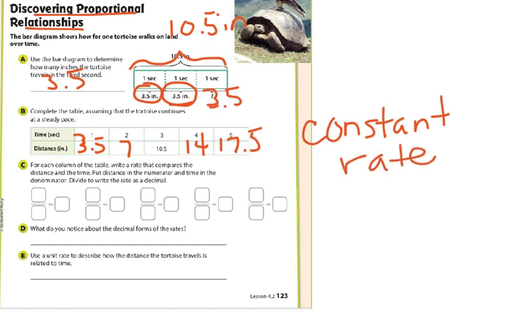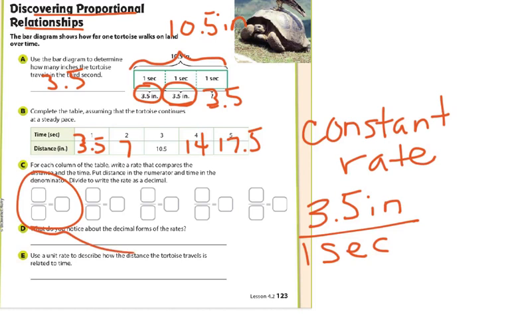or constant rate. Okay? So for each column of the table, write a rate that compares the distance and the time. Put the distance as the numerator and the time as the denominator. And we're going to write the fraction. So essentially we want to say he's going 3.5 inches per second, per 1 second. And so if we did that, 3.5 over 1, pretend that this is in here, it's too hard to write for it. We would say that we could simplify this into 3.5 inches per second, right?